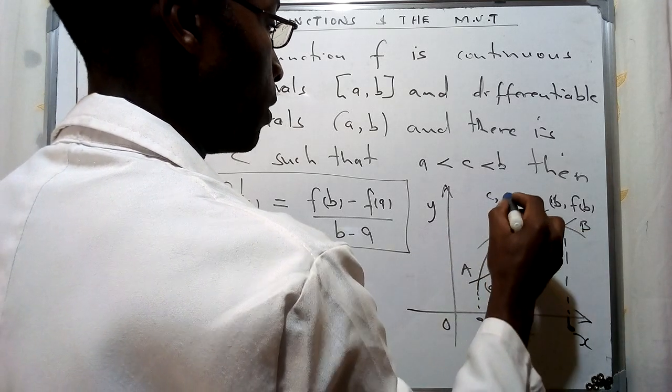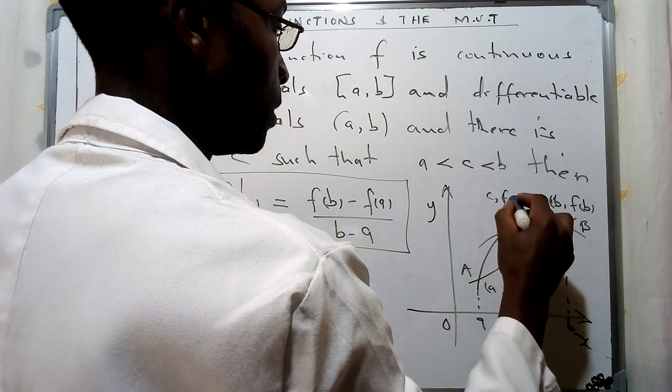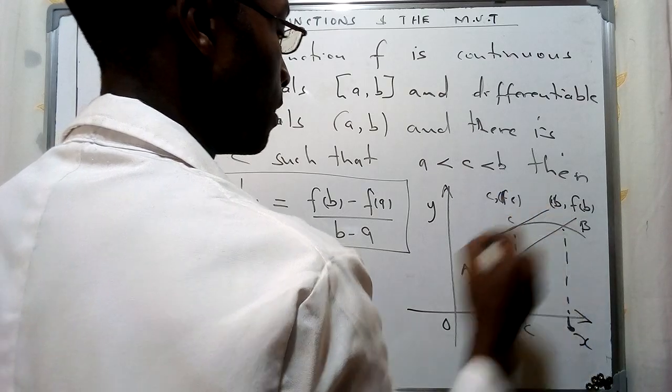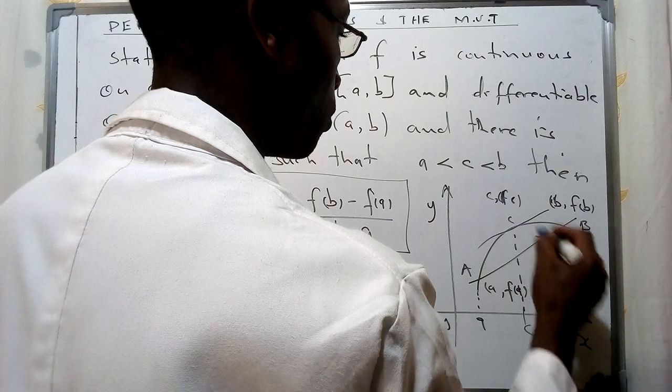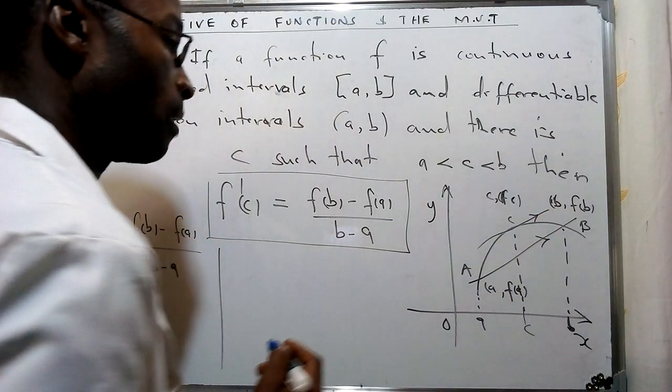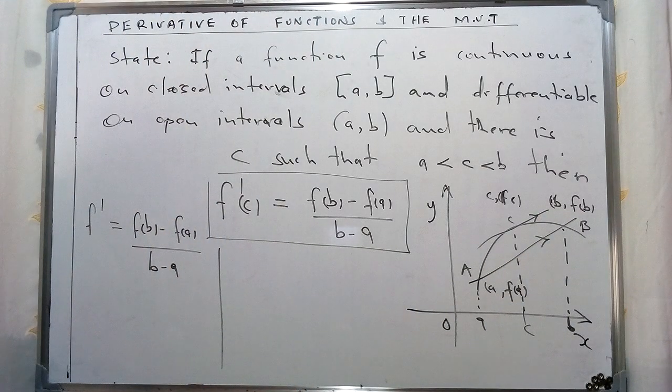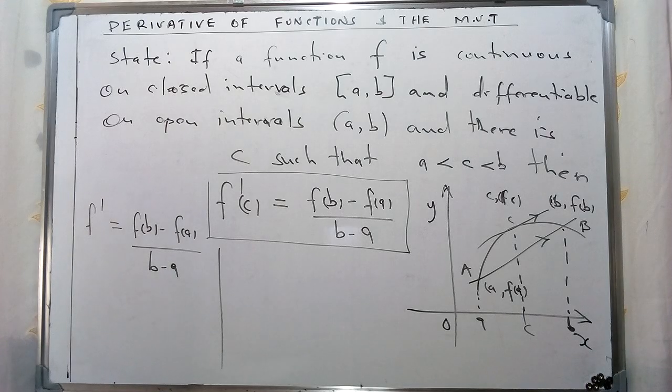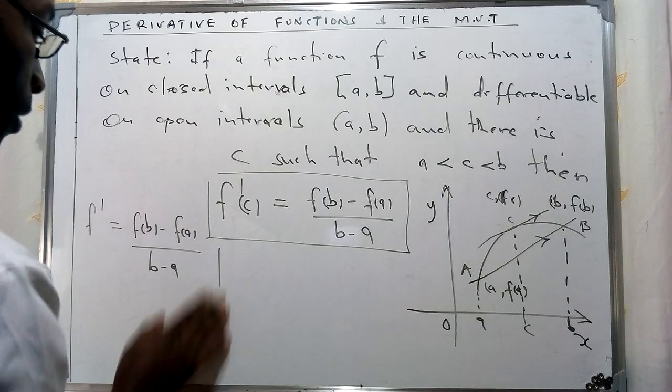and these are going to be the coordinates of c and f(c), which are going to be given as such. So in a sense, it's going to imply that basically these two lines are going to be parallel. And we have decided that we are going to have a special case of the mean value theorem, which is going to be referred to as Rolle's theorem.